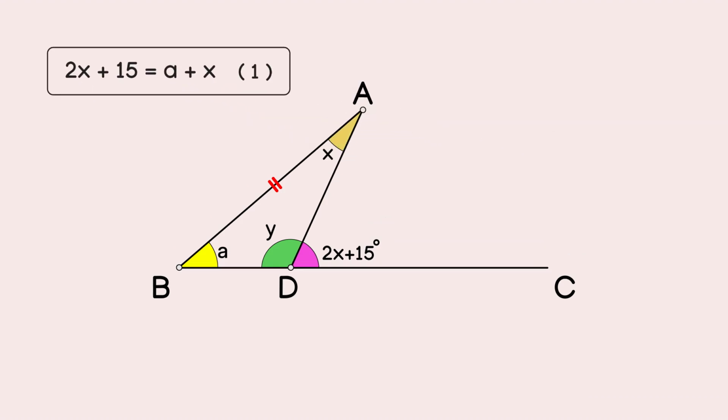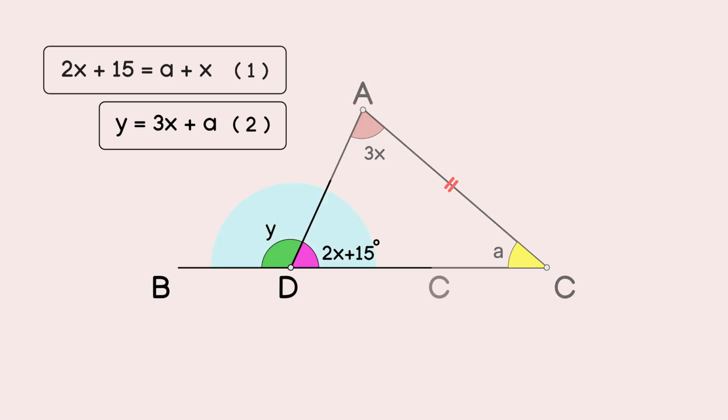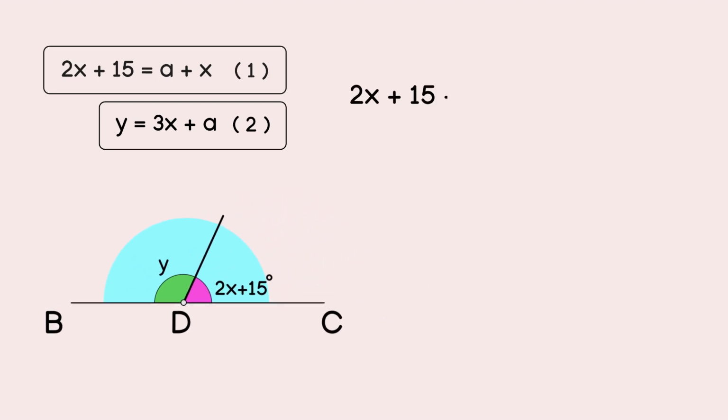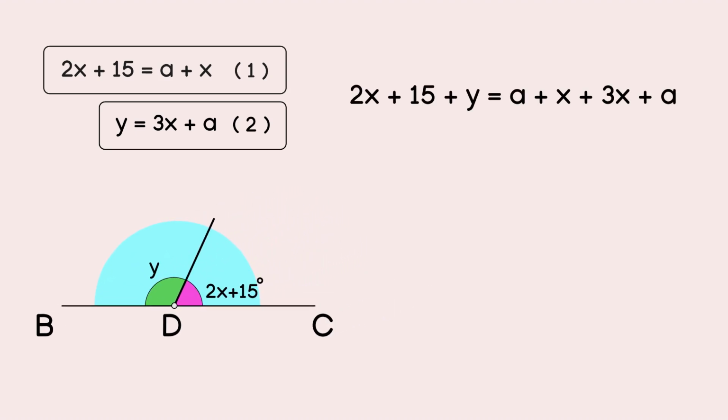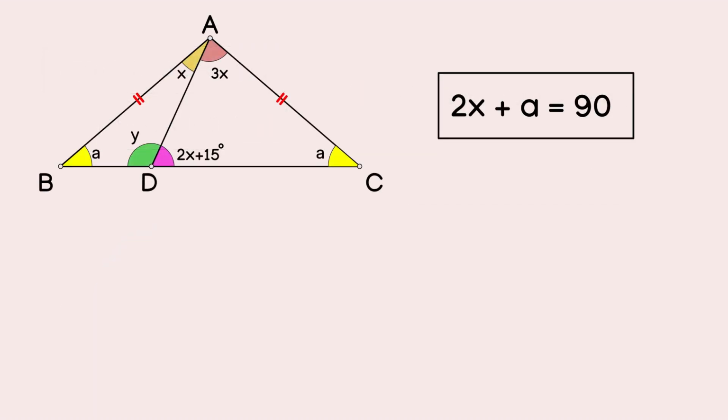Following a similar logic, we notice that the angle BDA is an exterior angle of the triangle ADC. So the resulting equation is y equals 3x plus alpha. Before we proceed to simplify equations 1 and 2, we notice that by adding the corresponding sides of the equations, the sum of the angles on the left side equals a straight angle. Therefore, this addition gives us a simplified equation, which is 180 equals 4x plus 2alpha, which means 2x plus alpha equals 90. We focus on the triangle ADC now.